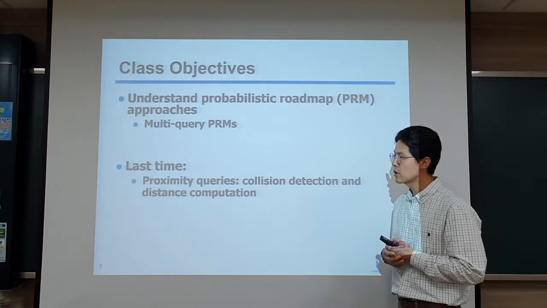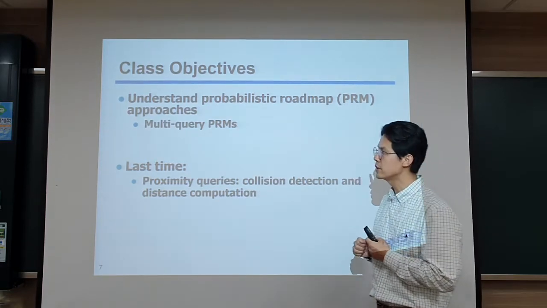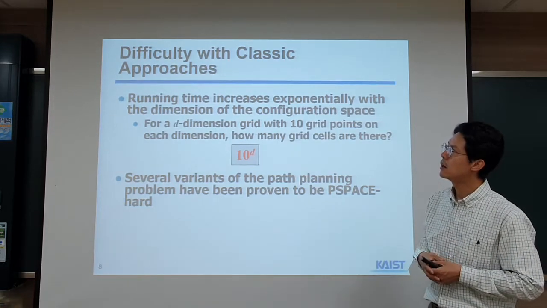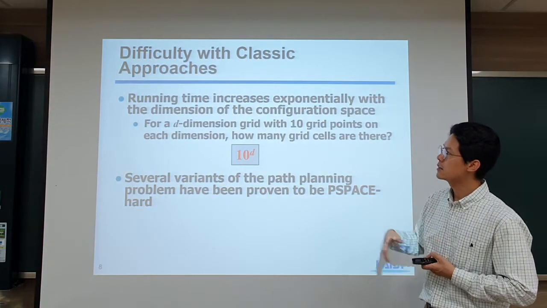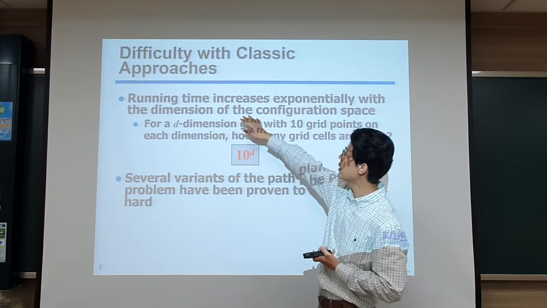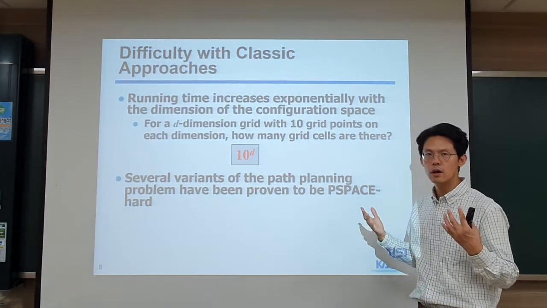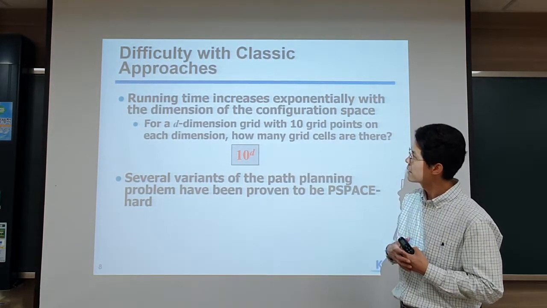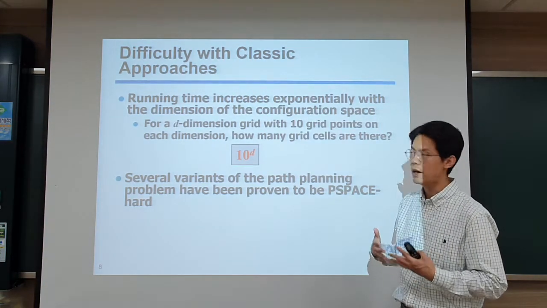Also, last time we talked about proximity queries, including collision detection and distance computation, which are very commonly used for any kind of motion planning technique. So far we talked about many classical motion planning techniques, but those techniques had a long running time. In general, running time increases exponentially with the dimension of the C space. If your robot has a high number of DOF in the C space, then the running time of your motion planning approach increases exponentially. So it takes a lot of time.